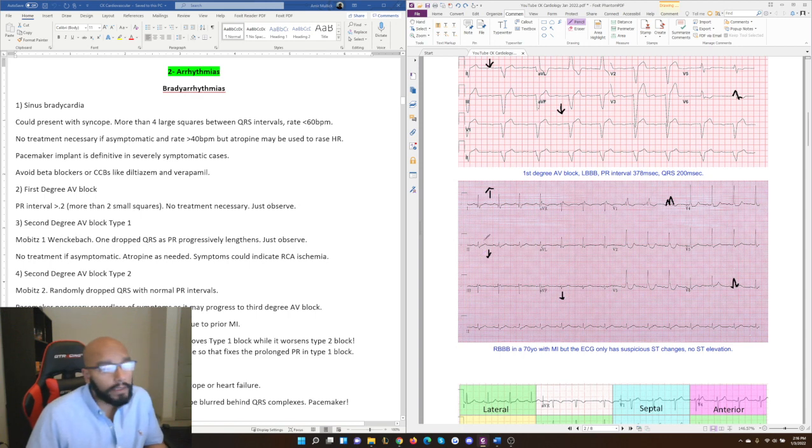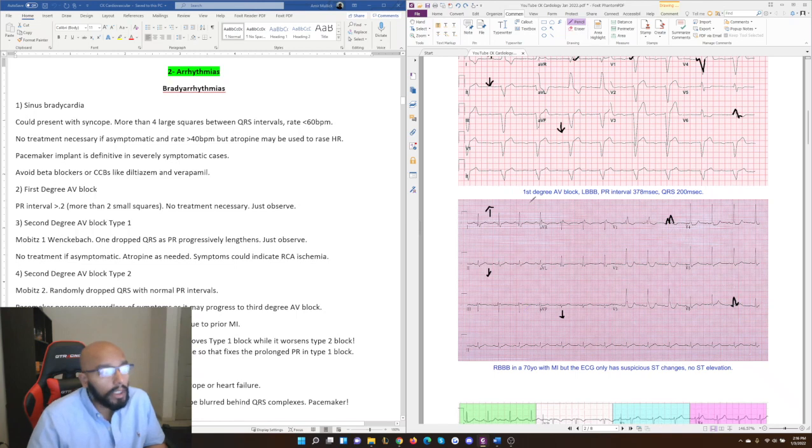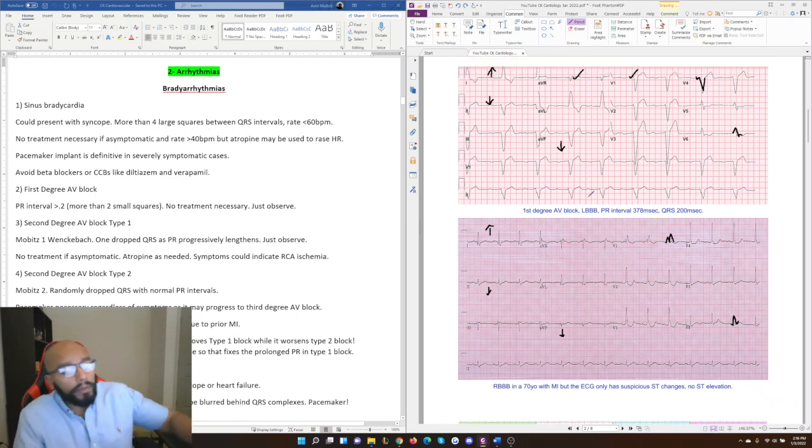If you were checking for axis deviation, you would look at 1, 2, and AVF. You can see 1 is pointing up, 2 and AVF are kind of sort of pointing down, but not really. So it still looks like a patient with the same kind of left axis deviation, which is a giveaway for the fact that LBBB and RBBB, bundle branch blocks, are not really related to axis deviation.